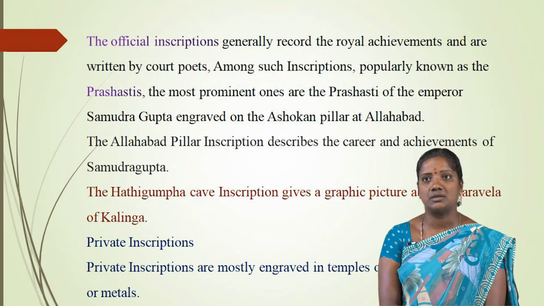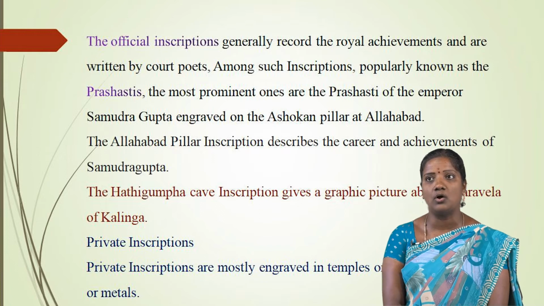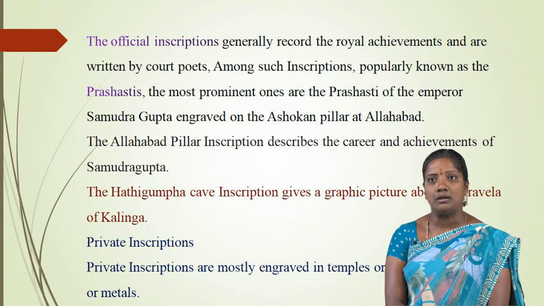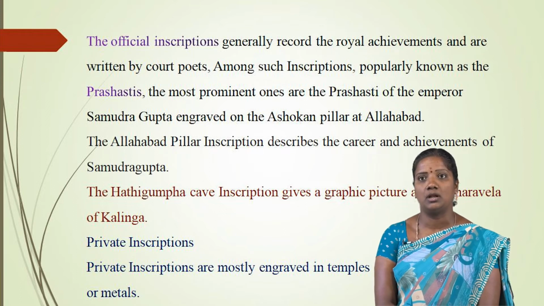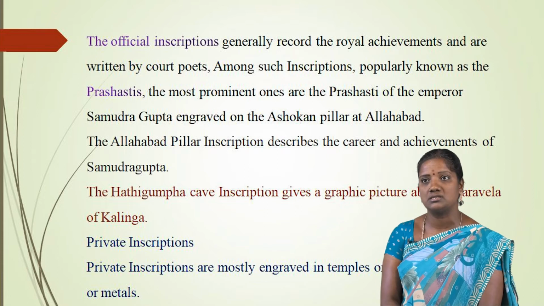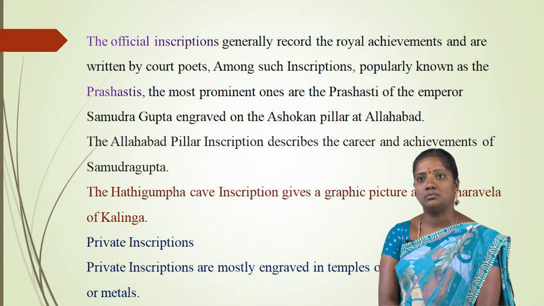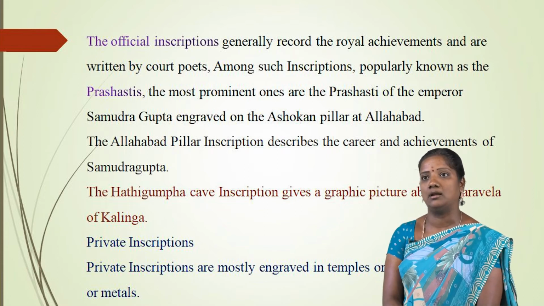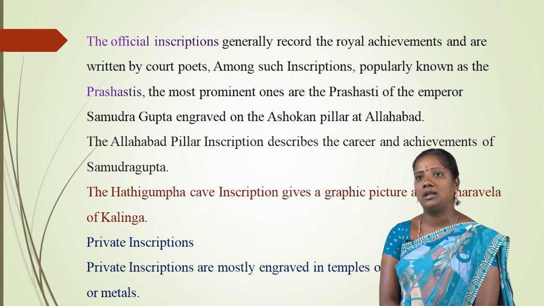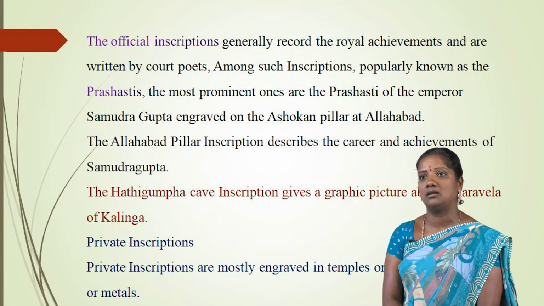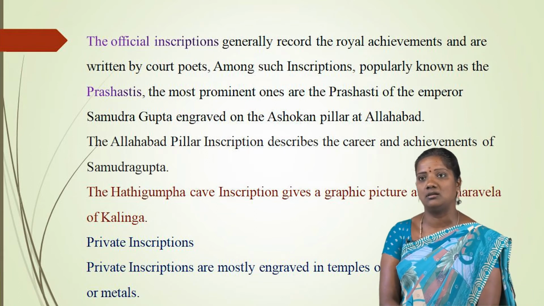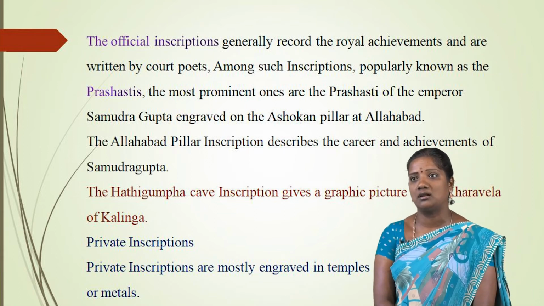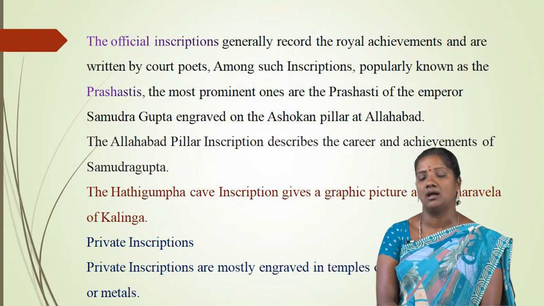The post-Mauryan and Gupta inscriptions fall into two categories, official and private. The official inscriptions generally record the royal achievements and are written by court poets. Among such inscriptions, popularly known as the Prasastis, the most prominent ones are the Prasastis of the Emperor Samudragupta engraved on the Asokan pillar at Allahabad. The Allahabad pillar inscription describes the career and achievements of Samudragupta. The Hathigumpha cave inscription gives a graphic picture of Kharavela of Kalinga.